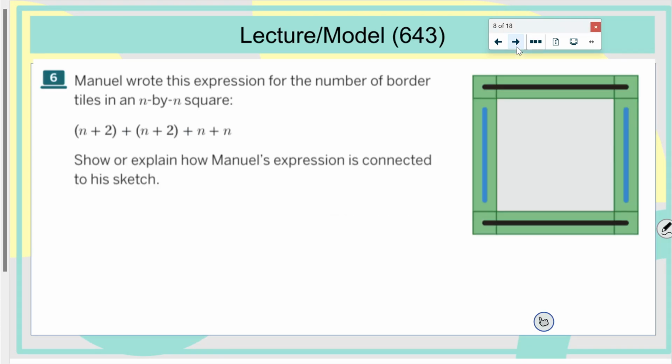Manuel wrote the expression for the number of border tiles in an n by n square. He has n plus 2, and n plus 2, plus an n, plus an n. Show how Manuel's expression is connected to his sketch. All right, so let's look at the n plus 2. There are 2 of them. Where do we think that there is a length and then add 2? That is correct. That is going to be the black lines. Each of the black lines represents n plus 2 because we have the side length of n and then 2 extra squares, so n plus 2.